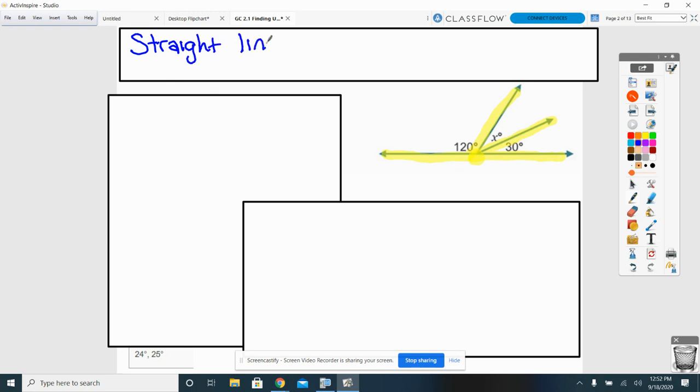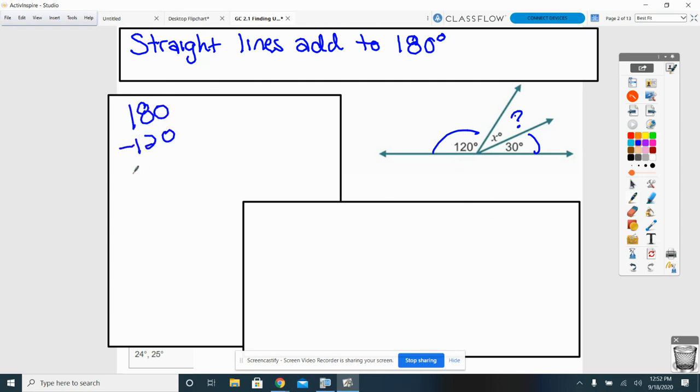Straight lines add to 180 degrees. So here you have a straight line, and I have 120 here, and I have 30 here, so we can figure out what that missing piece is, just like we did with the triangle. You can take 180 minus 120 minus 30. You could take 120 plus 30 and get the 150, and then take 180 minus 150.